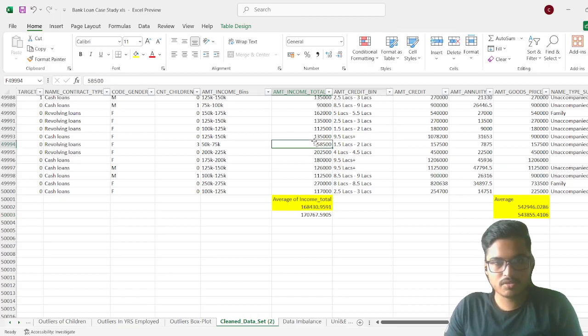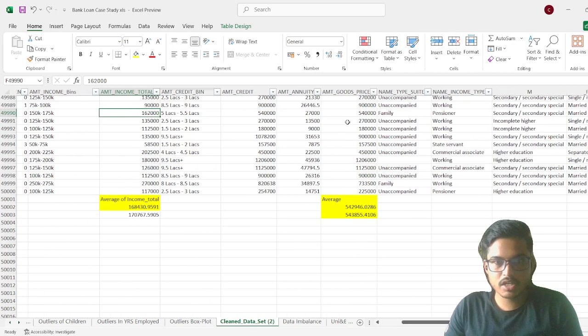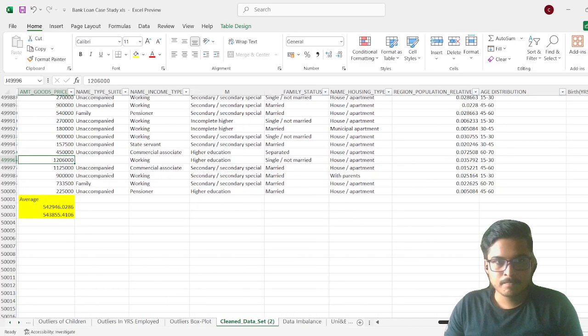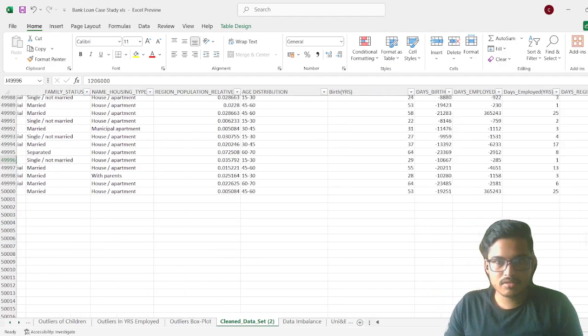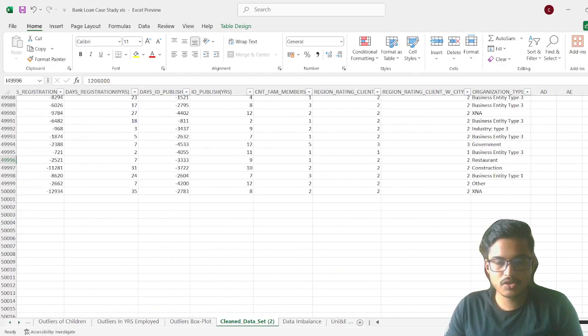So we have replaced the income of 11 crore. The same thing with the goods price, which was found to be 29 lakhs, extremely different from the data set and an outlier. So we have changed it with the average function, calculating the average of these columns, which was 54,000, and then we changed it here. Good. And risk being the same, you can see.